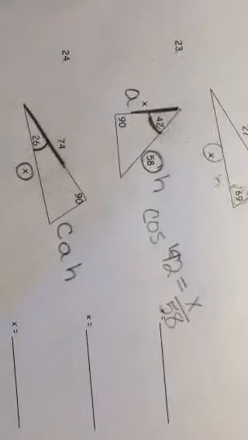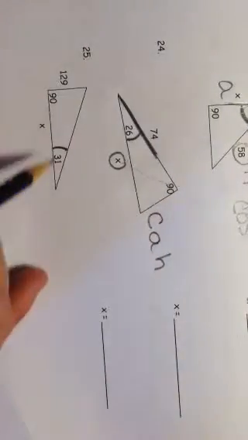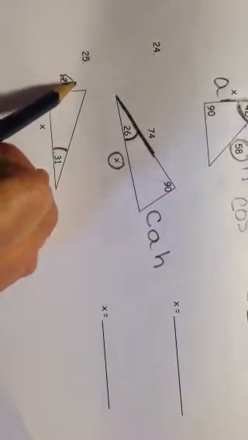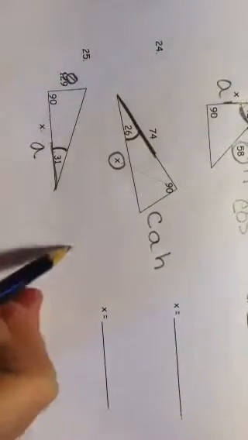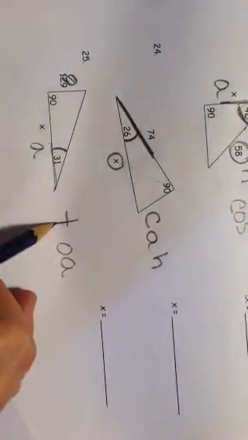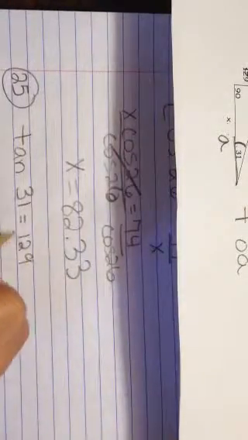Number 25. We know here's the angle. We know opposite, and we know adjacent. So opposite and adjacent goes with TOA. So that's tan of my angle equals opposite, which is 129, over adjacent, which is x.